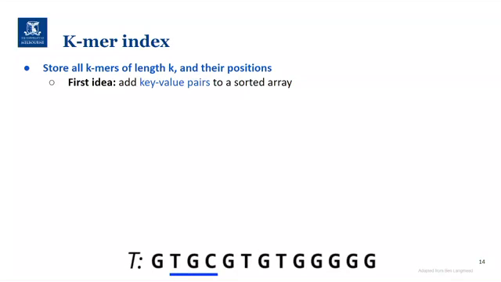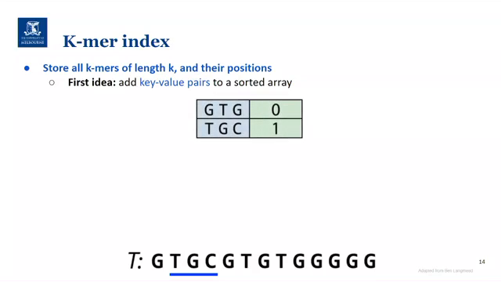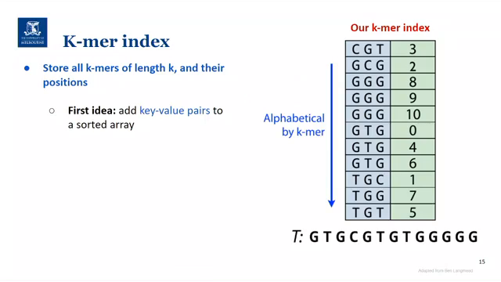Next, we move the sliding window. We have our next k-mer, TGC. We add it lexicographically, so it will be here, and this is in position 1. We continue that process for every possible k-mer, which takes, again, linear time, moving down the sliding window one by one. And then we have our k-mer index, which is basically an array with the observed k-mers sorted in lexicographic order and where they appear in the sequence.